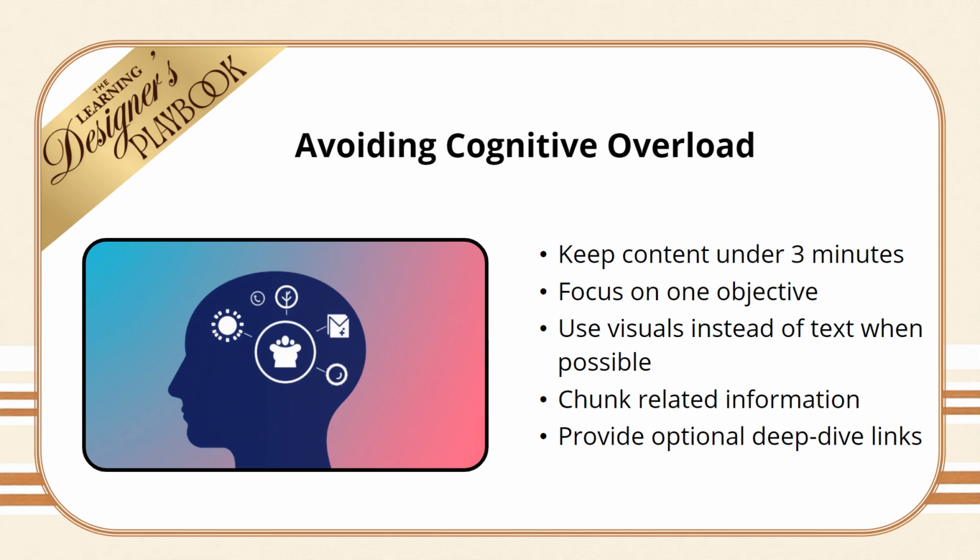Optional deep dive links allow curious learners to explore more without overwhelming others. Balance is key. Too little information frustrates the learner, but too much defeats the purpose. A well-designed JIT resource acts like a clear signpost, not an encyclopedia. Clarity, brevity, and structure drive results. Always test your materials with actual users to see where confusion arises. Their feedback is the best indicator of whether your learning stays accessible under pressure.